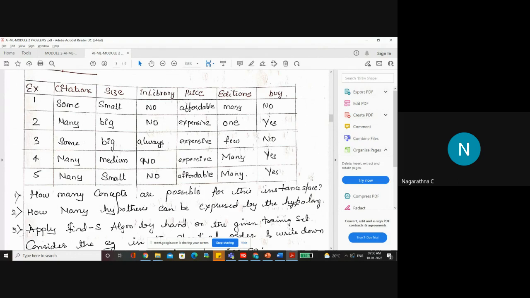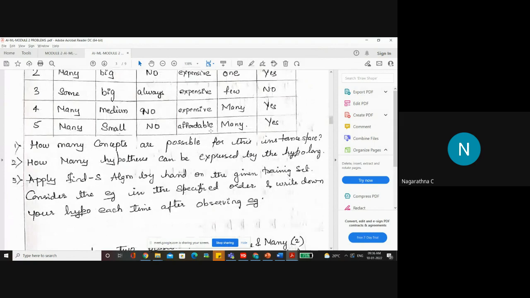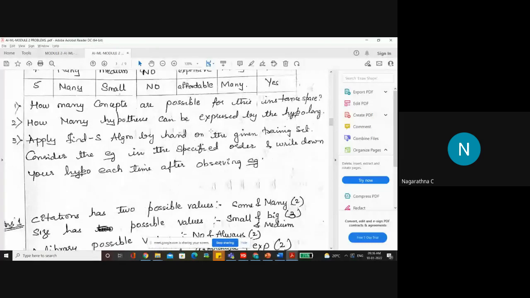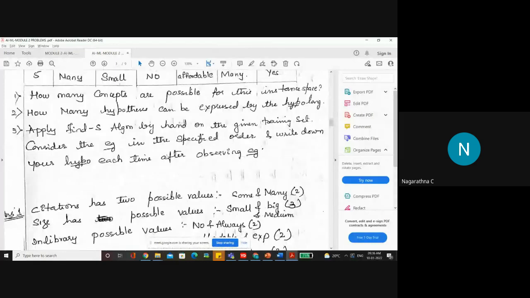How many concepts are possible for this instance space? How many hypotheses can be expressed by the hypothesis language? Apply Find-S algorithm by hand on the given training set. Consider the examples in the specified order and write down your hypothesis each time on the observed data. The first question is how many concepts are possible for the instance space.